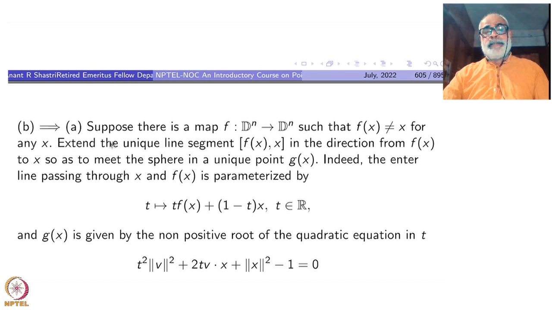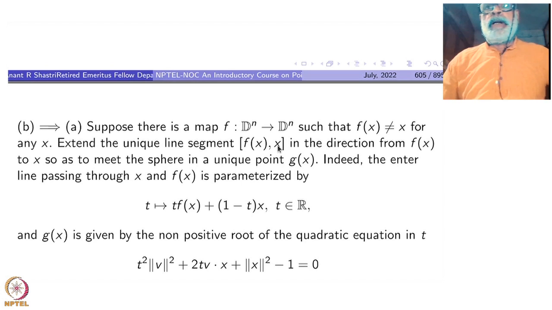Now I want to prove B implies A. Suppose there is a map f from Dn to Dn such that fx is never equal to x. Extend the unique line segment from fx to x. See, these are vectors inside some Rn, so a line segment between two points, two vectors, makes sense. But you take this line segment and extend it in the direction from fx to x, so that whatever point you get, it should be on the sphere. Okay, so you will get a unique point.